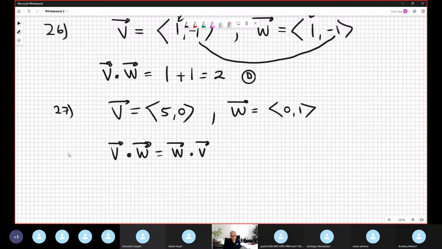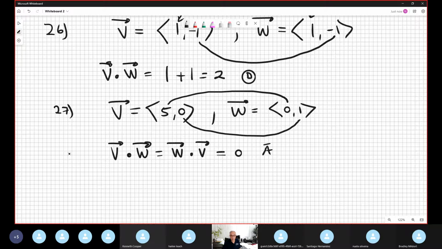Because you can understand that in pre-calculus we do not study everything about vectors. The student can need more information about vectors in calculus 3, where I complete the connection of the operations. But it's okay. Now it's easy. You multiply 5 times 0 is 0. And 0 times 1 is 0. So the dot product is 0. Therefore, it's option A. When the dot product is 0, the vectors are orthogonal, so 90 degrees.